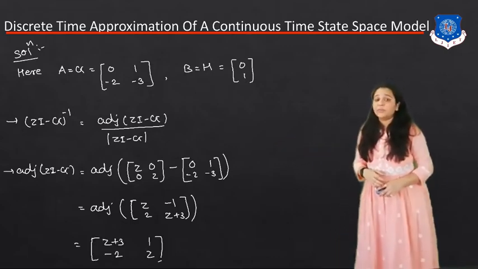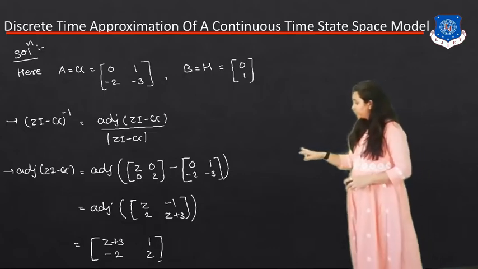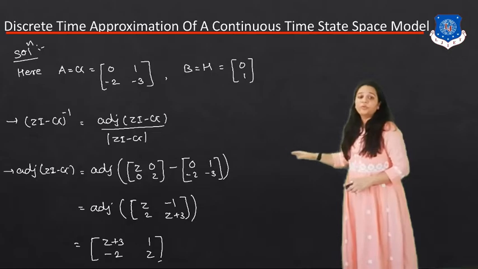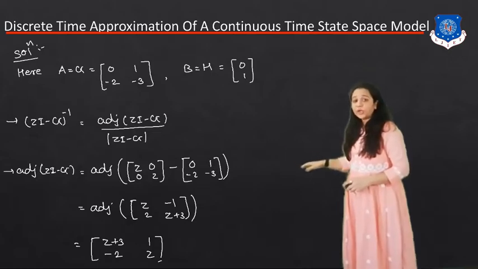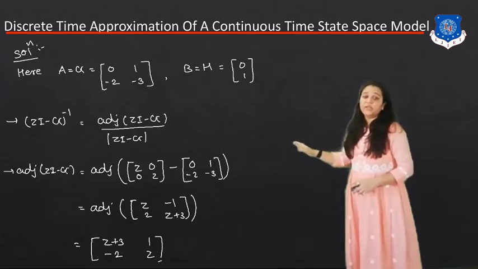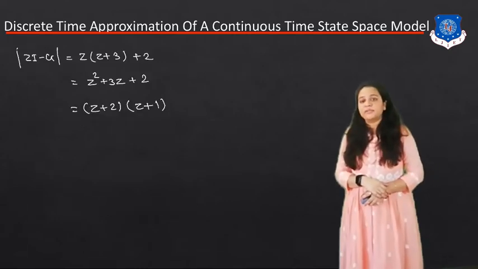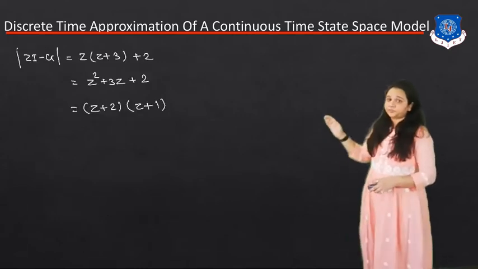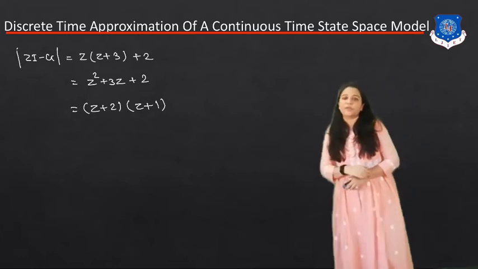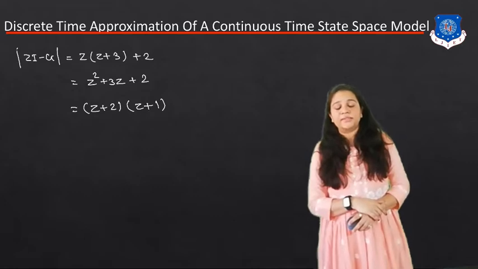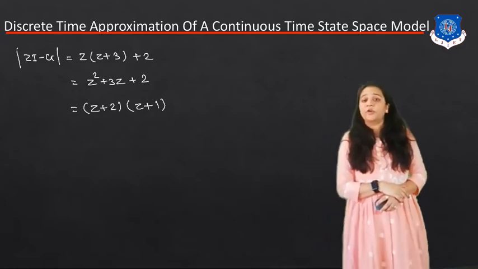So we have to simply reverse these two terms z and z plus 3, and we have to change the sign of these two terms. So we can get z plus 3, 1, minus 2 and z. Now mode of zI minus A, it is z into z plus 3 plus 2. So z square plus 3z plus 2. So z plus 1 and z plus 2.